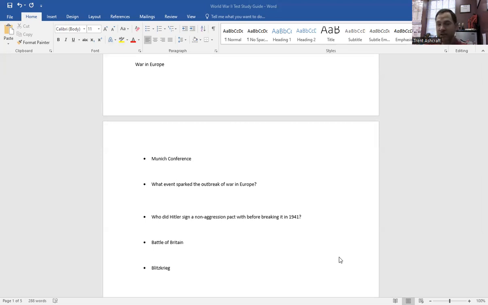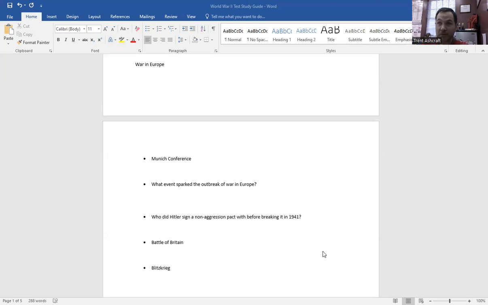At the Munich Conference, Hitler made demands for the Sudetenland, a German-speaking portion of Czechoslovakia. And there at Munich, the British and the French give in to those demands, appeasement, believing that if they give in little by little to Hitler's requests, that they could prevent the outbreak of war. That, of course, did not happen.